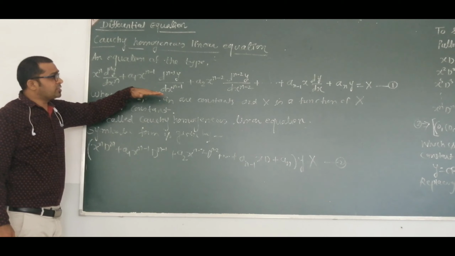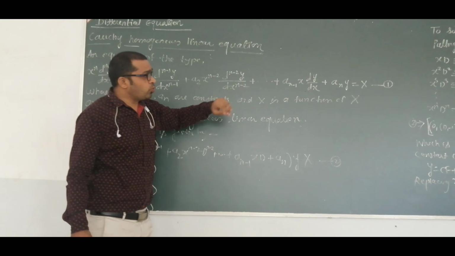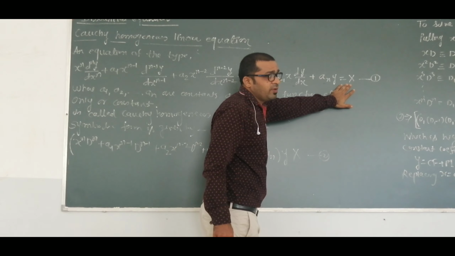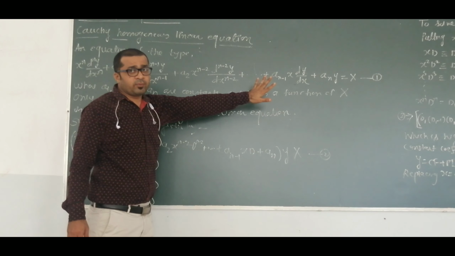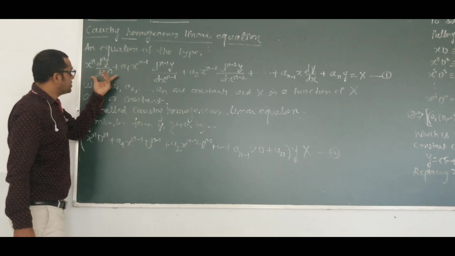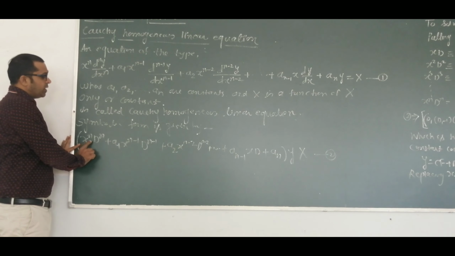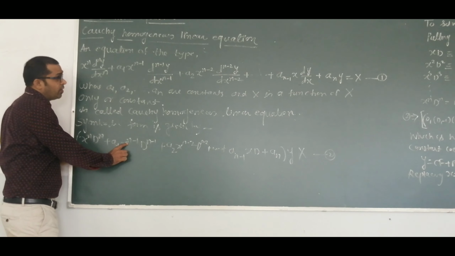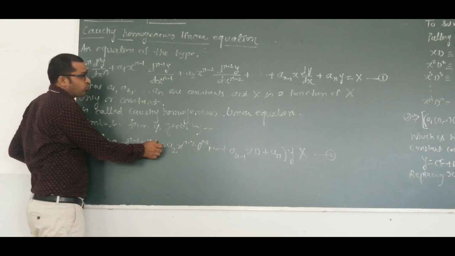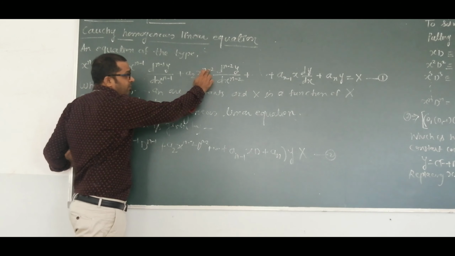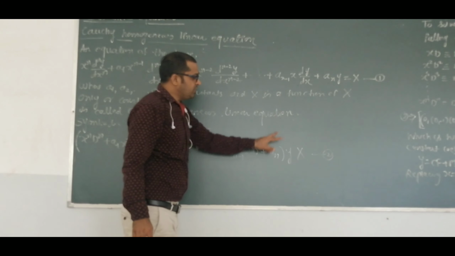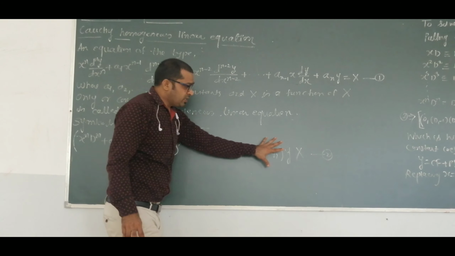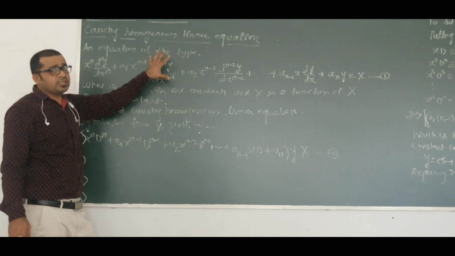So first of all we write down the symbolic form for this one, where you have to just note down that X is a function of x only, a constant term, and this a1, a2, an that we are using here, okay, they are constants. So how do we write the symbolic form? That will be x to the power n D to the power n plus a1 x to the power n minus 1 D to the power n minus 1 plus a2 x to the power n minus 2 D to the power n minus 2 plus so on, then a(n-1) xD plus an, and y outside equals X. This is the symbolic form for the Cauchy Homogeneous Linear Equation. Is it okay? Now we have to solve this equation.